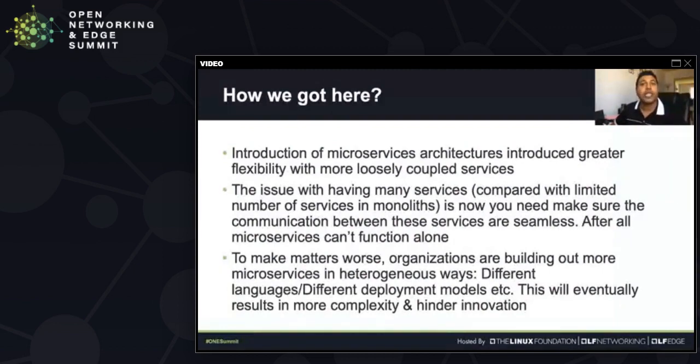To start off, they were developing these microservices using different languages. They were deploying these microservices using different build patterns, build pipelines. So all these things have made matters much worse, and this actually resulted in much more unnecessary complexity, and obviously hindered innovation, right? And that is not what we wanted to get out of the microservice infrastructure. And that's why we started to break apart the monolith in the first place, right?